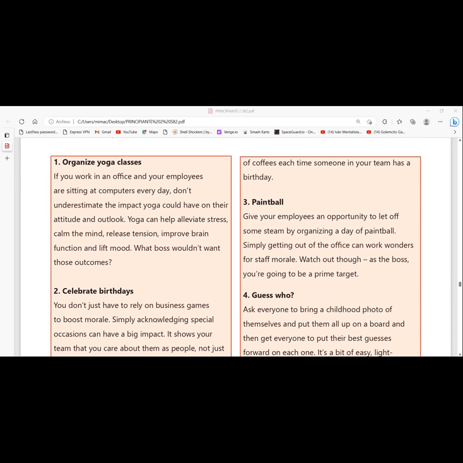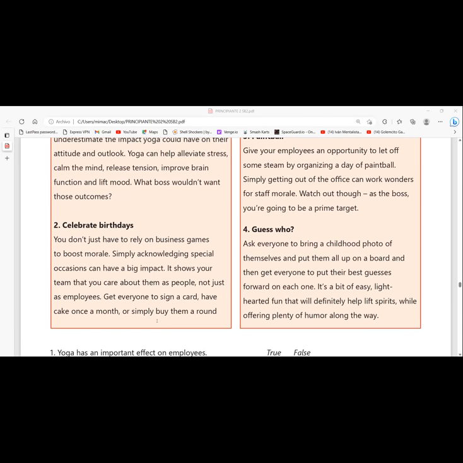Number three, paintball. Give your employees an opportunity to let off some steam by organizing a day of paintball. Simply getting out of the office can work wonders for staff morale. Watch out, though, as the boss, you are going to be a prime target. Now, guess who? Ask everyone to bring a childhood photo of themselves and put them all up on a board and then get everyone to put their guesses forward on each one. It's a bit of easy, lighthearted fun that will definitely help lift spirits while offering plenty of humor along the way.